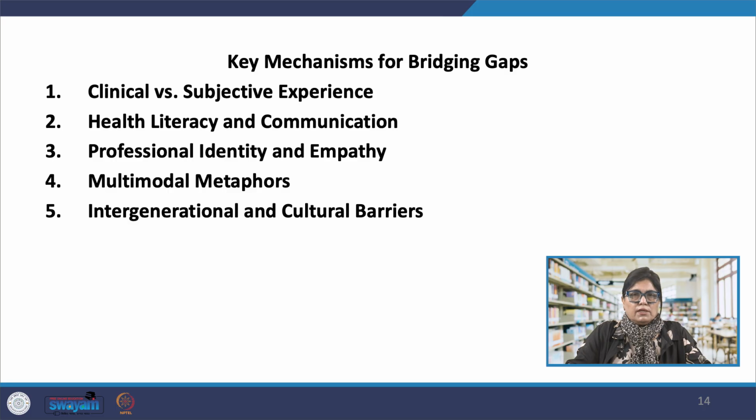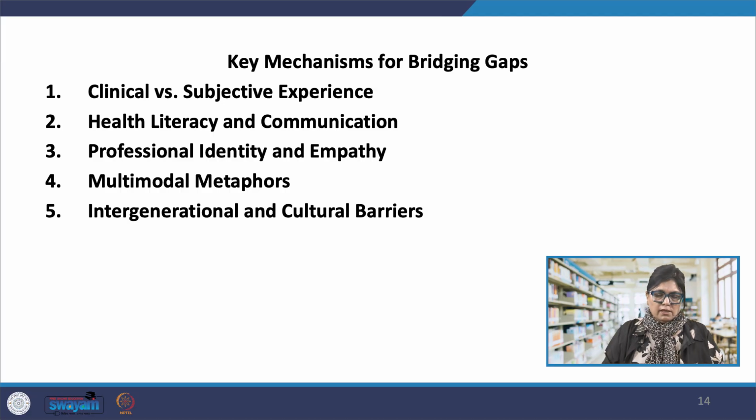By blending visual art, writing, and clinical research, it transforms complex medical data into accessible narratives that address health literacy and emotional experiences. If we talk of key mechanisms for bridging the gaps, graphic medicine serves as an enticement to interdisciplinarity through several specific functions, and the first is clinical versus subjective experience, which bridges the gap between objective medical findings and the subjective lived experience of illness, often ignored in traditional clinical settings.